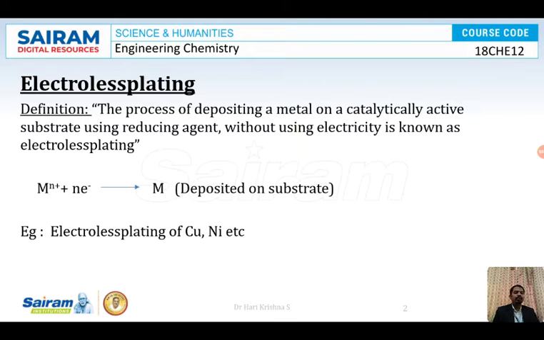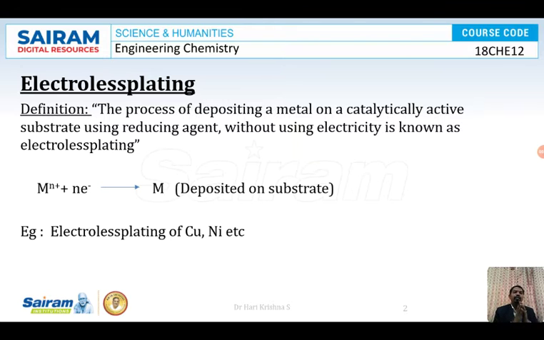The process of depositing a metal on the surface of a catalytically active substrate without using electricity, and using a reducing agent, is called electroless plating. So as I told, without using electricity, how do we deposit a metal on the surface of a substrate? For that, you're going to use a reducing agent.